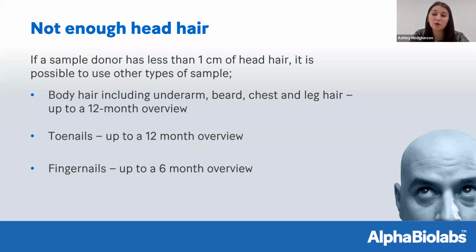But this will provide up to 12 months as an overview. So it can't be segmented. It can't be broken down month by month. It would be a 12-month time frame as a whole, and you would get 1 result for that time period. 2 other options that we've got are toenails. Toenails, again, same as body hair, provide up to 12 months as an overview, and fingernails up to 6 months as an overview. So it's something to consider if you do have a client who is either bald or is refusing to provide a sample of head hair. There are some other options out there for you, but again, give us a call and we can talk you through them.